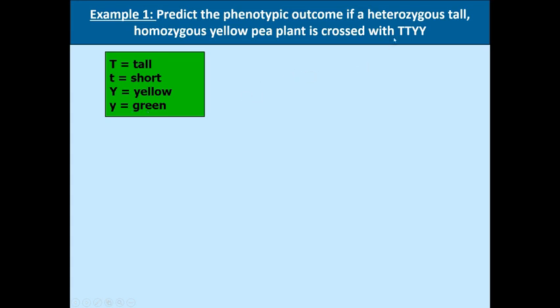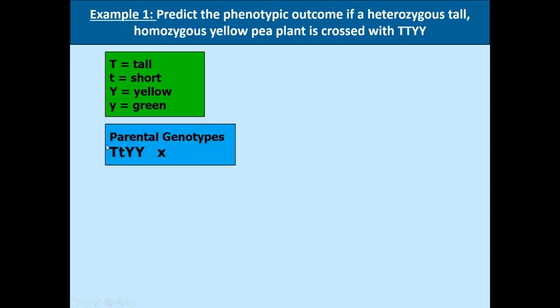Let's write down the genotype of the first parent. Heterozygous tall means two different alleles for tall, so capital T, lowercase t. Homozygous yellow means two big Y's for yellow. The other parent's genotype is given.